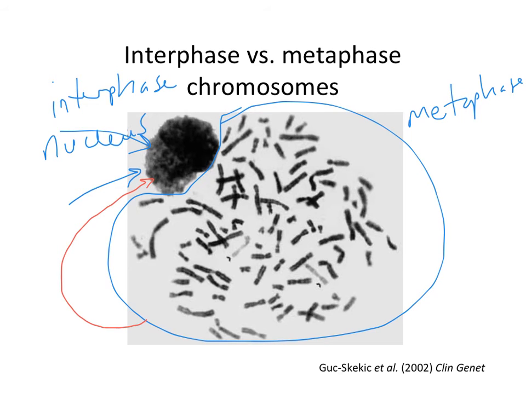So that is the difference between interphase and metaphase. During interphase, chromosomes are all strung out, in a manner of speaking, and unwound, but they really highly condense during metaphase, right before segregation of chromosomes into daughter cells occurs.